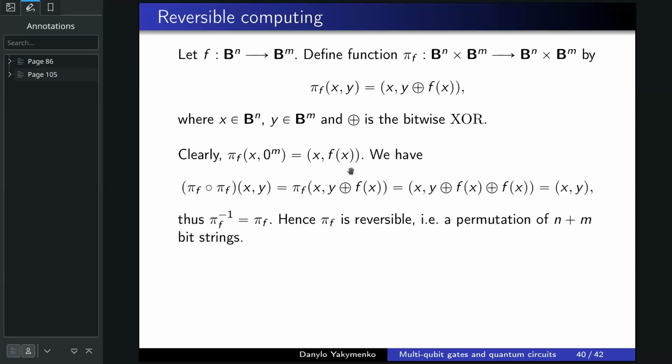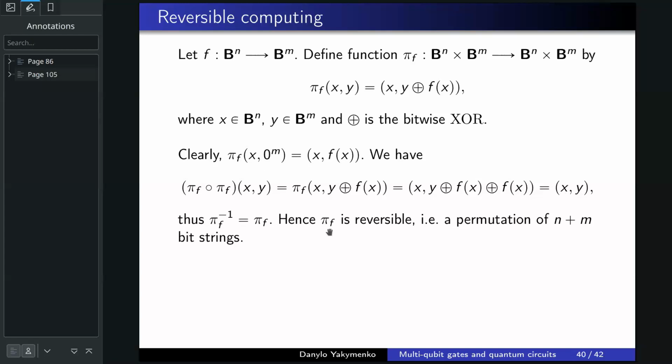Now we also have the following. If we consider the composition of p of f and p of f and compute what it does, we can simply rewrite by this rule, and we will have this formula here, and this actually annihilates, and the result will be again x and y. So the composition of p of f and p of f is actually an identical function. And this means that p of f has an inverse and it equals p of f.